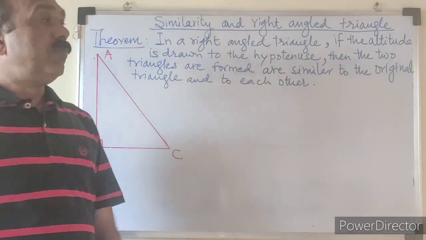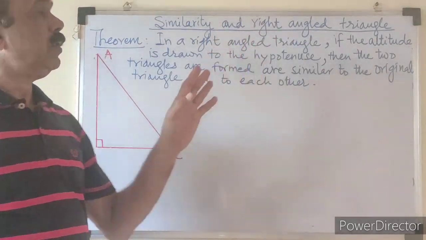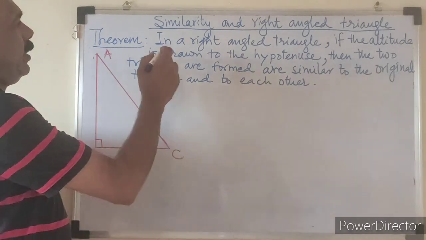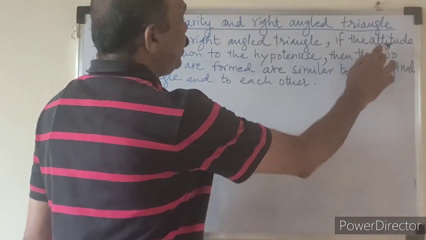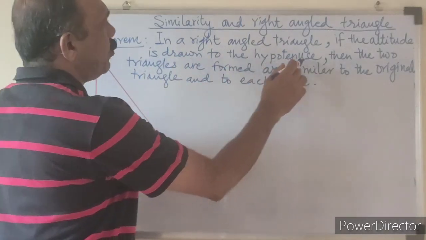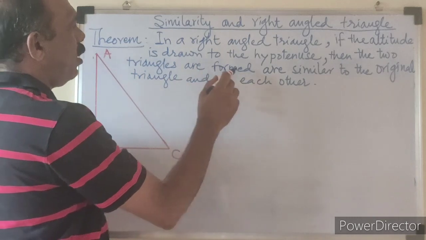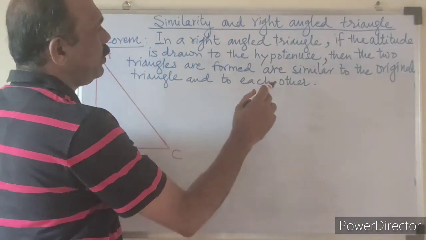Now we will see the proof of similarity and right angle triangle. The theorem is that in a right angle triangle, if the altitude is drawn to the hypotenuse, then the two triangles formed are similar to the original triangle and to each other.